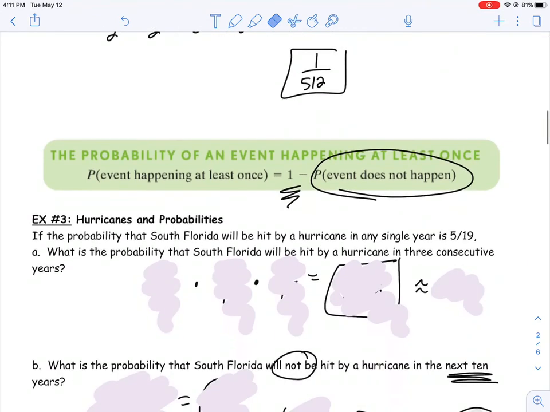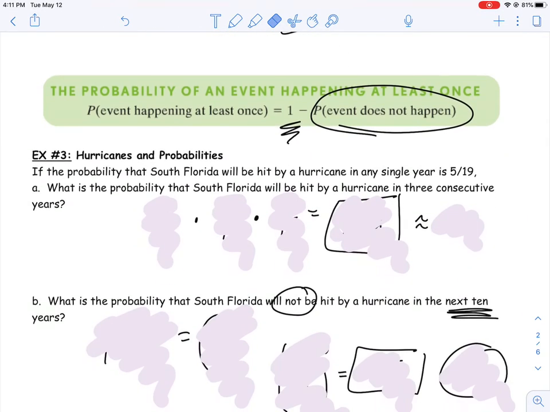All right, let's look at this next idea, where it says that you can find the probability of an event happening at least once if you can figure out the probability of the event not happening and subtract it from the whole. Because if it doesn't happen is one thing, then the opposite of not happening is happening at least once, right? So you can find the probability of something happening at least once if you take the amount of times it doesn't happen and subtract it from the whole.